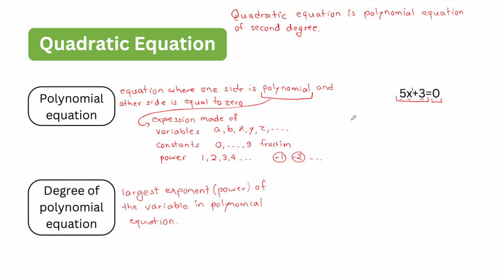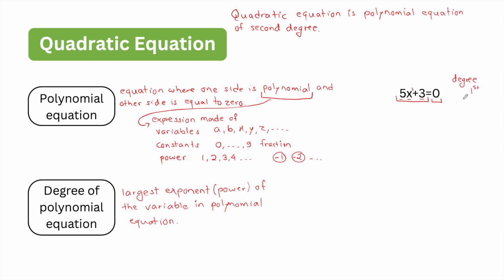And what is the degree of this equation? Here we look for the largest power of the variable in the polynomial. Here we have only one variable, that is x, and we have power of 1. So this has degree how much? 1. This is a polynomial equation with degree 1, first degree.